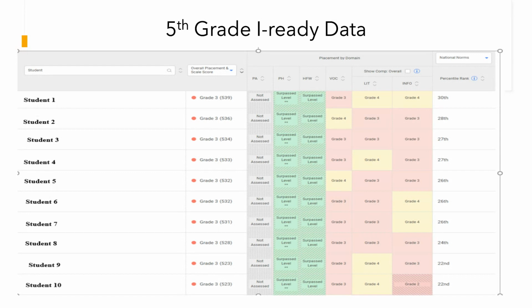And in informational text comprehension, we have 3 students who are at grade 4, about 6 kids who are 2 grade levels behind at grade 3, and one student, student 10, who is more than 2 grade levels behind.